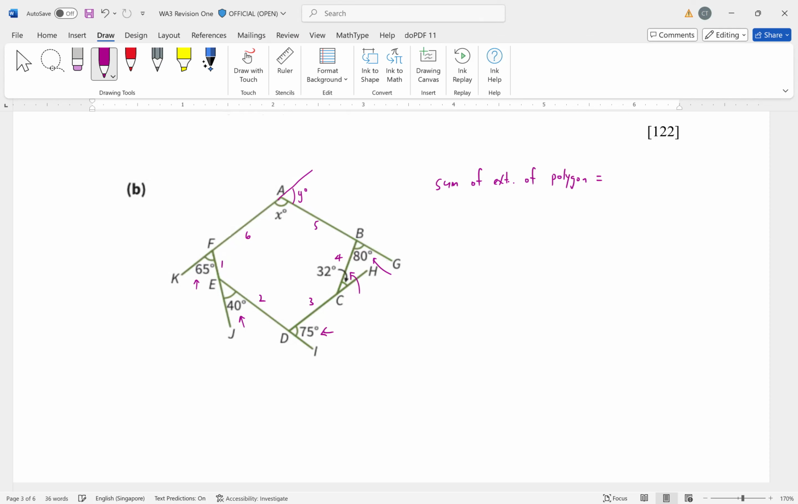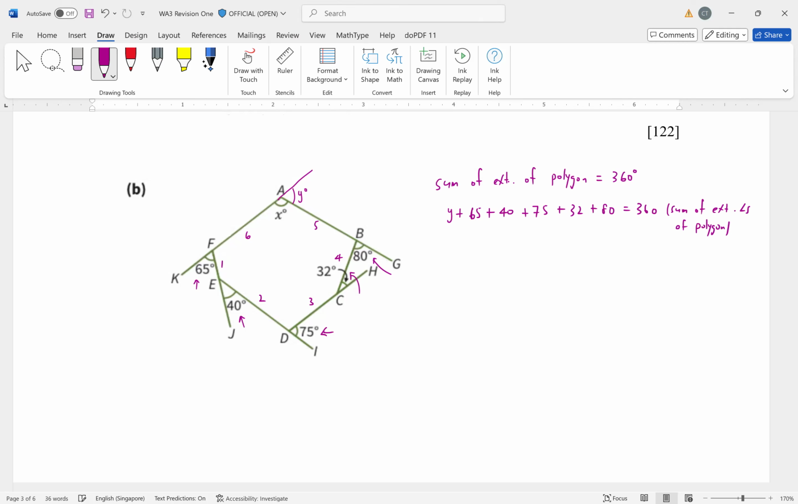Okay, if you recall, the sum of exterior angles of a polygon is always equal to 360. So this will enable us to actually find the value of y, and then afterwards we can find x, all right? So y is the sixth exterior angle. Okay, so in this case, y plus the other five exterior angles will be equal to 360. So this is the sum of exterior angles of a polygon, right?